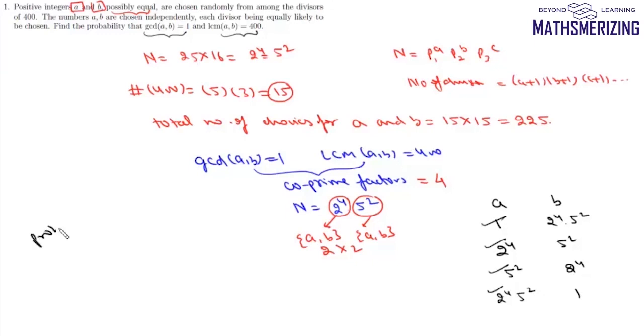So the required probability is favorable cases, which is 4, upon total number of cases, which is 225. So this probability is simply 4 upon 225.